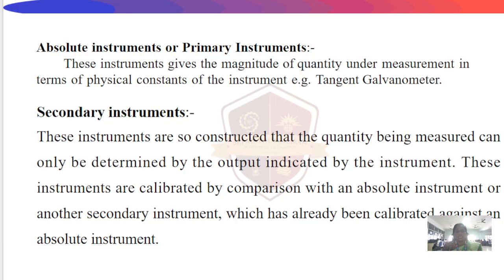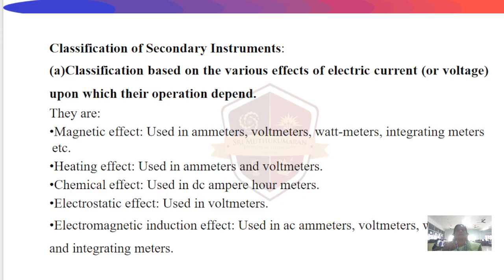Next, secondary instruments. These are commonly used in practice. They need a calibration using an absolute instrument. The value is determined by reading the output shown on the instrument scale. So, in practical laboratories and industries, we mostly use secondary instruments.